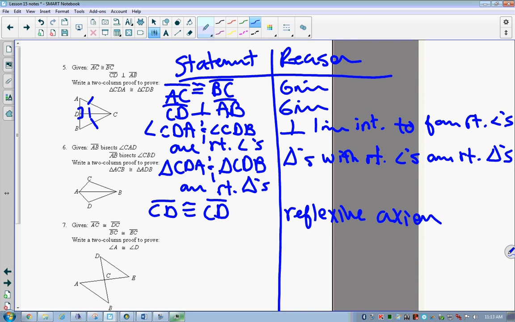Okay, so that allows me to do this. Now what I have is hypotenuse leg. Okay, so we can say triangle CDA is congruent to triangle CDB through the hypotenuse leg congruency postulate. Okay, I can't use the right angle as hypotenuse angle. It has to be an acute angle. Okay, we get that okay?